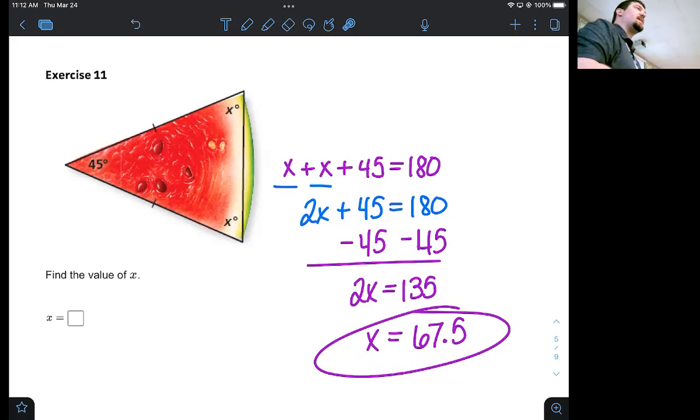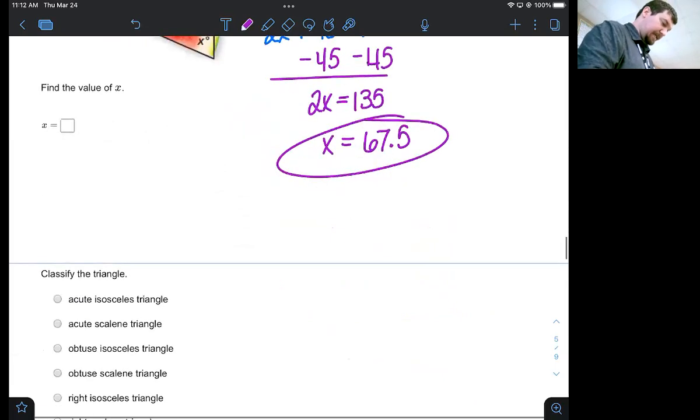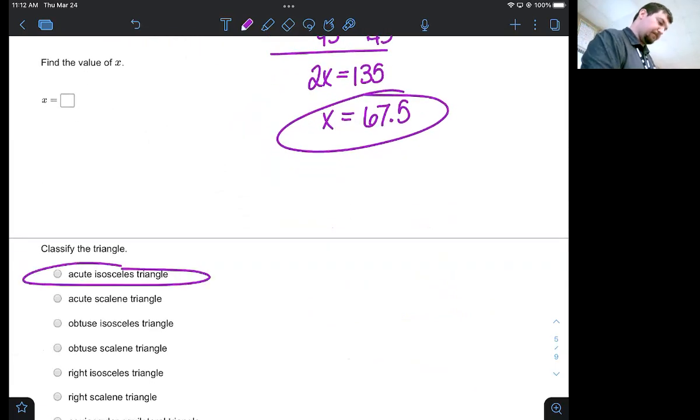Are any of the angles over 90 or 90 or above, I should say? It's no, yep, so it's an acute. None of them are 90 or above, so it's an acute isosceles, and that is the first option.